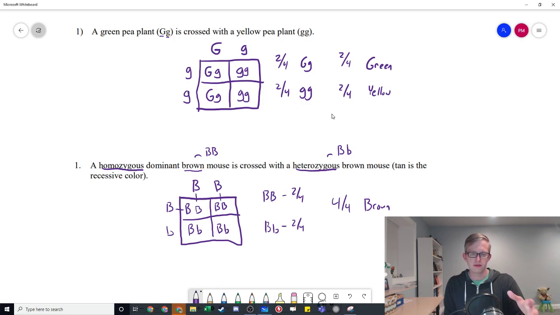And the significance here is that 50% of the time, your brown mouse that is the result of this combination will actually be heterozygous, which means that in a future generation, you could see that tan color come back. Because if you have a big B, little b mouse, yes, it looks brown, and you wouldn't be able to tell it apart from any other brown mouse, but the genetics of that mouse means that it carries that tan allele.